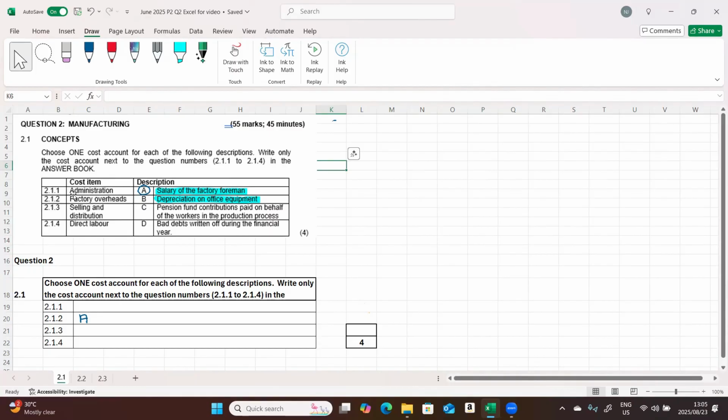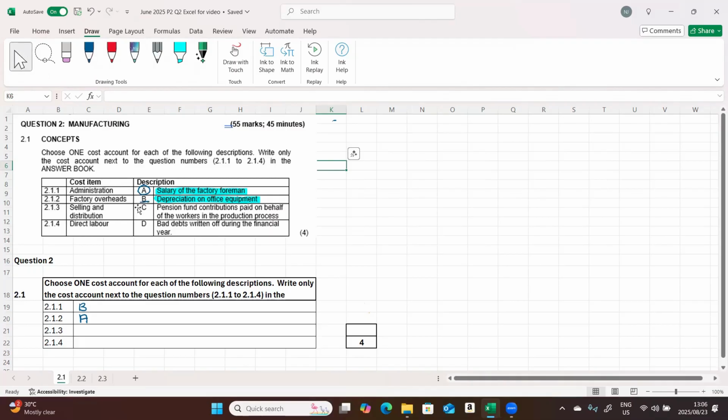So it's going to be under administration. In the office, we do our administration. So depreciation on office equipment is definitely 2.1.1. It will fall under administration. So anything office related, please, would be costed under administration. So number B will go to 2.1.1, and the answer for 2.1.1 is going to be B. All right.